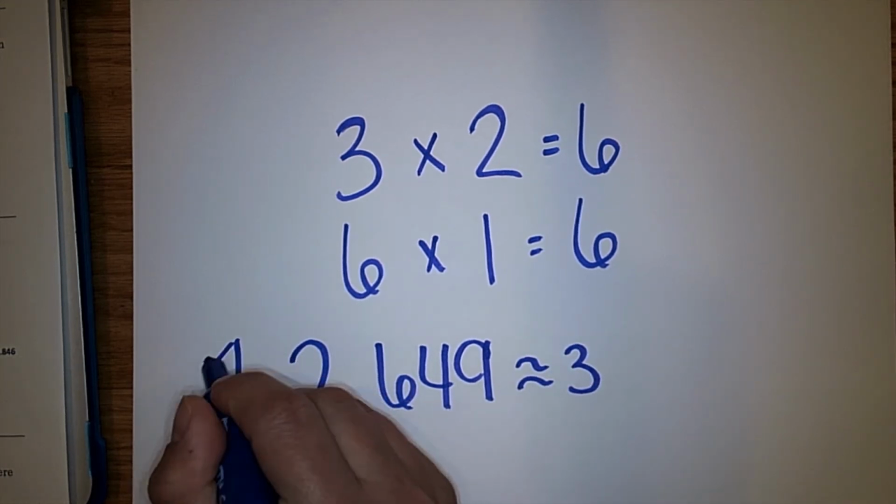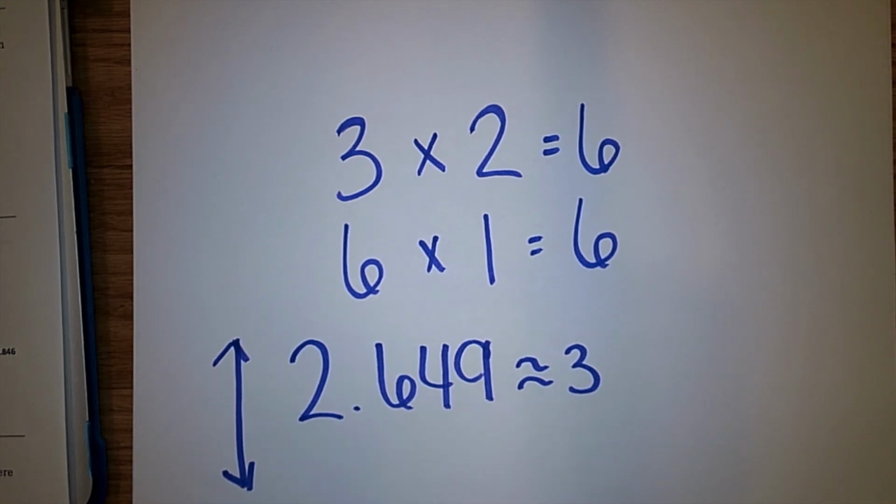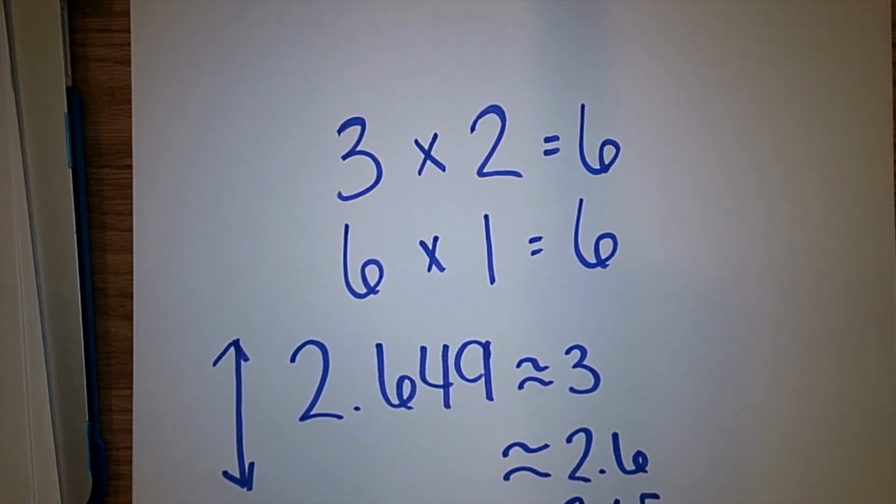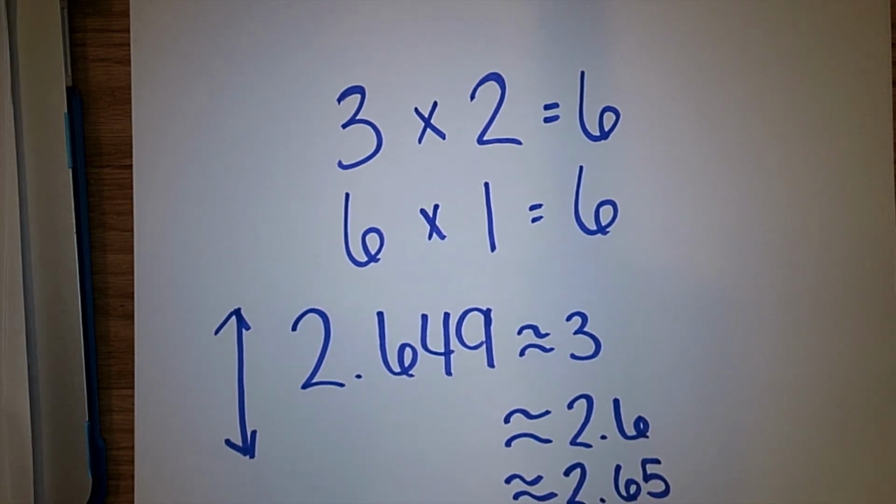And yes, they can go off to the side and draw that vertical number line to help them out. Rounded to the nearest tenth, I'm looking at that 6. The 4 is underneath the halfway point, so it's going to be 2 and 6 tenths. And nearest hundredth, I'm looking at the 4. So the 9 tells me that 4 is really close to 5, so that's where I'm going to round to, 2 and 65 hundredths. Practice your rounding. Practice, practice, practice. It's the only way you're going to get good at it.